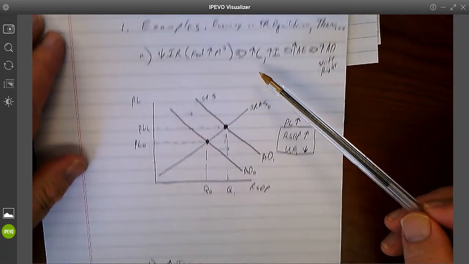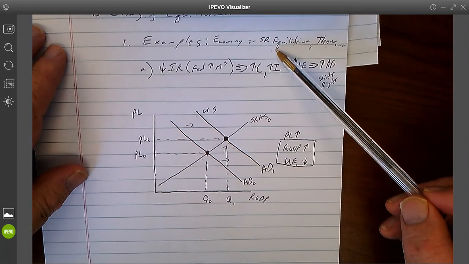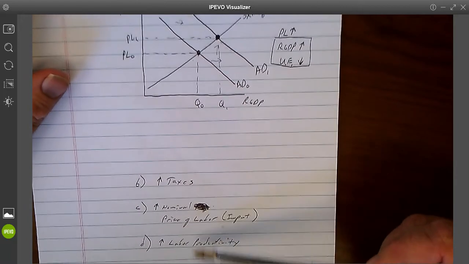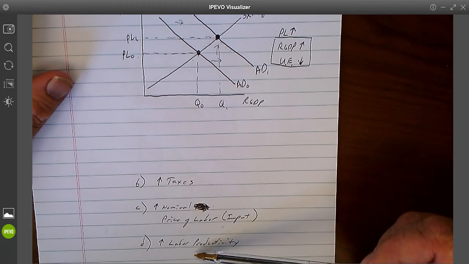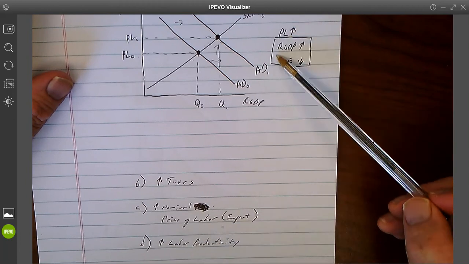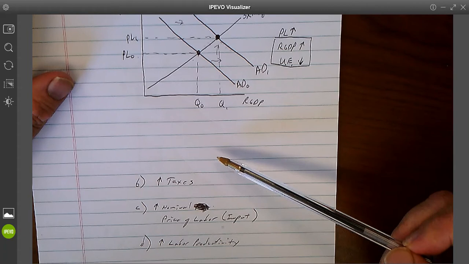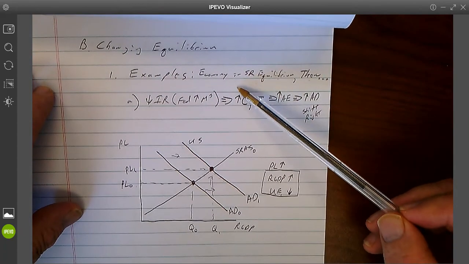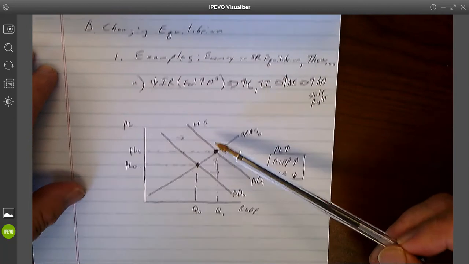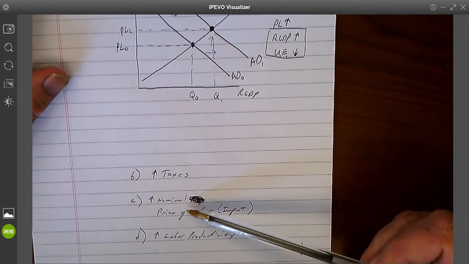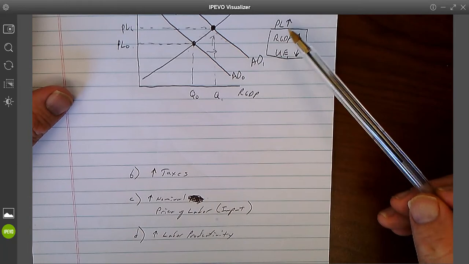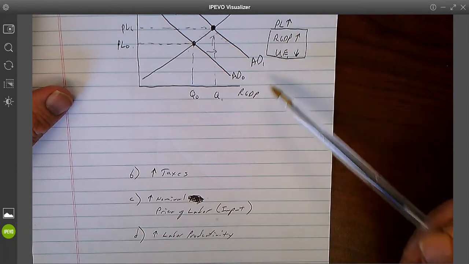Then start over. The economy is in short-run equilibrium again. Then show me what happens if the nominal price of labor and input goes up. Okay? Tell me what happens at price level, real GDP, and unemployment. And then start over again. Assume the economy is in short-run equilibrium. Draw a graph, okay? And then show what happens on that graph if labor productivity increases. Tell me what happens at price level, real GDP, and unemployment.